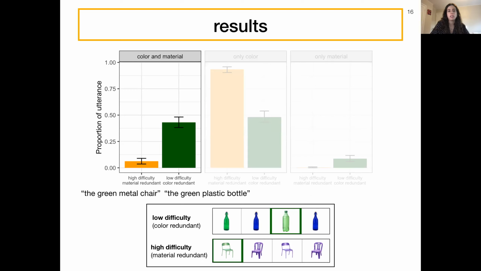Finally, we have the color and material utterances on the left, and these are utterances in which people used redundant adjectives. We see that speakers were more likely to redundantly mention color than material. And I think overall it's interesting how much speakers just avoided mentioning the material.